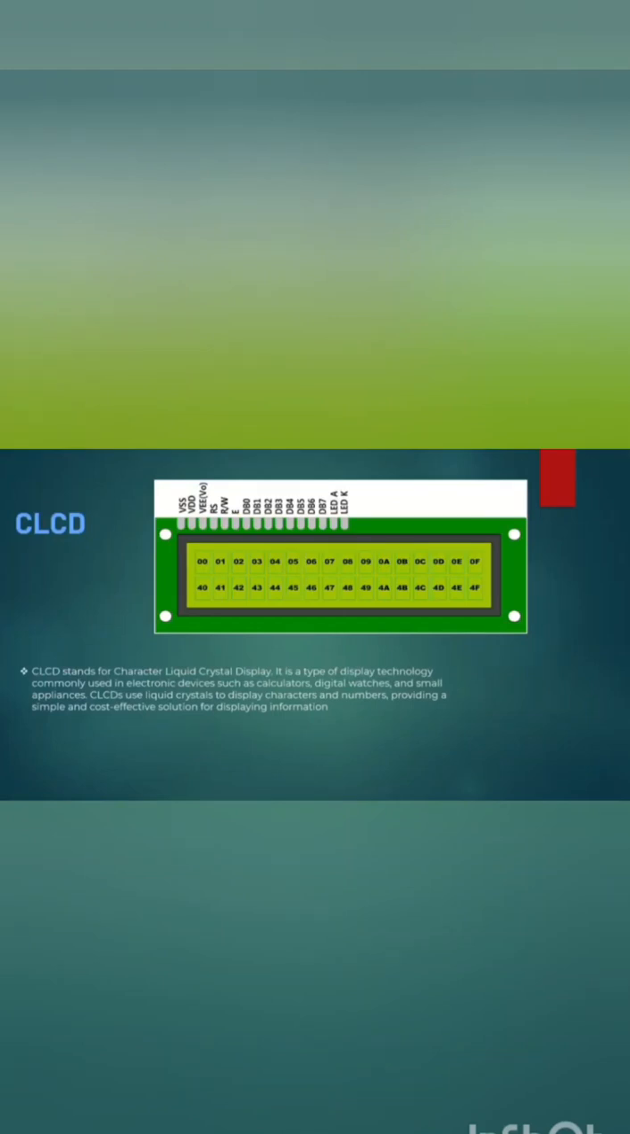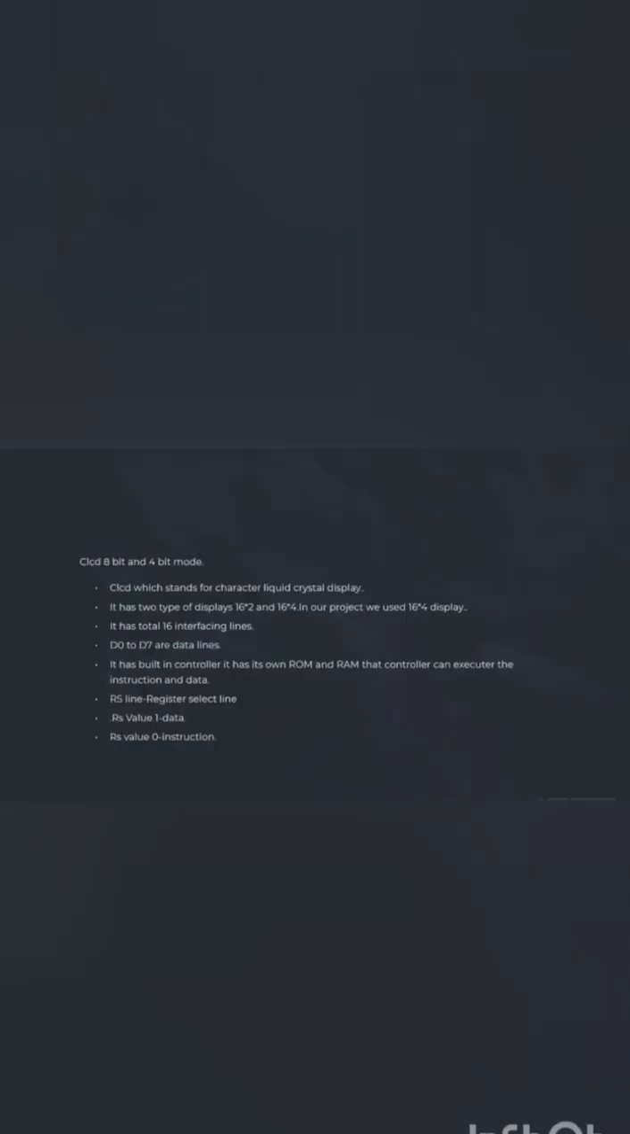CLCD. CLCD stands for Character Liquid Crystal Display. It is a display technology commonly used in electronic devices such as calculators, digital watches, and small applications. CLCD is a liquid crystal display for characters and numbers, providing a simple and cost-effective solution for displaying information. In the above picture, we can see that the CLCD displays these characters and numbers so that we can distinguish which button is pressed.